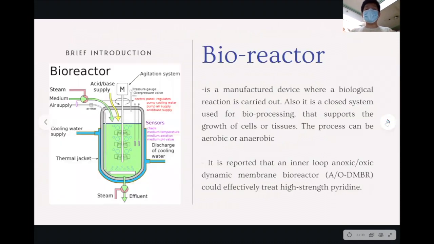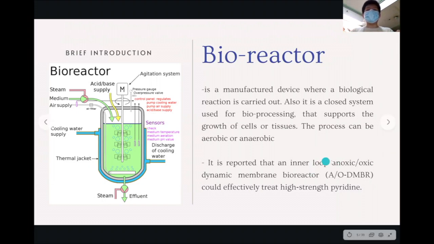The second biological treatment is the bioreactor. A bioreactor is a manufactured device where a biological reaction is carried out. It is well known and widely used in industry. It is also a closed system used for bioprocessing that supports the growth of cells or tissue. The process can be aerobic and anaerobic, so bioreactors are still used in aerobic and anaerobic systems.